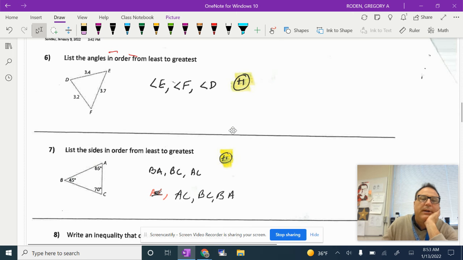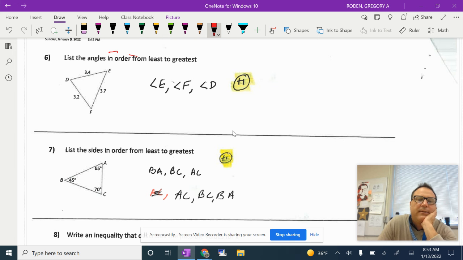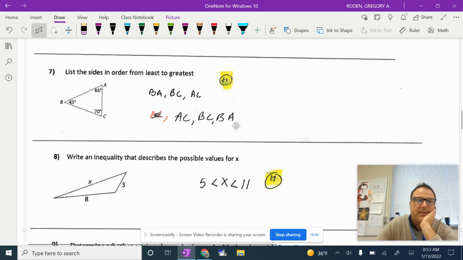All right, and likewise, so then it goes F and D. E is the smallest because it lies opposite the 3.2. F is the middle one because it lies opposite the 3.4, and D is the greatest because it lies opposite the 3.7. Okay? Likewise, the greatest side lies opposite the greatest angle.